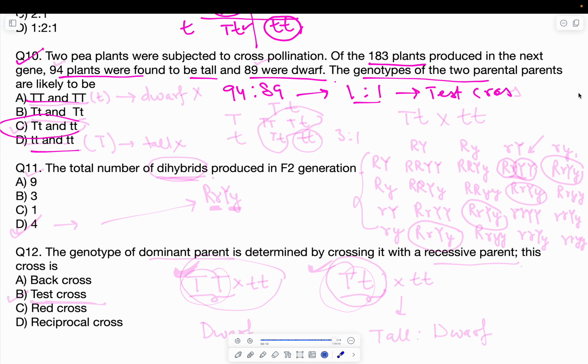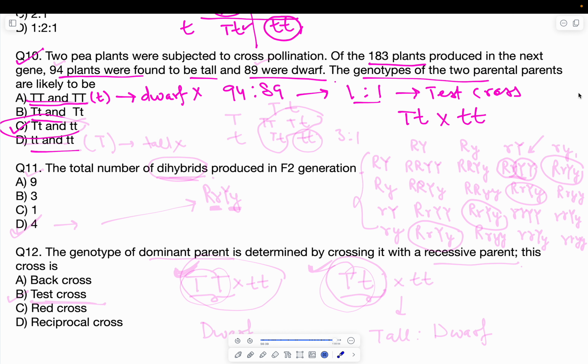Test cross is where the hybrid is crossed with the recessive parent. So the answer seems to be very clearly C. But again, we'll go by each and every option. In this case, as there is no allele for dwarfness, there is no recessive allele, so no dwarf plants are possible. So this can't be the answer.